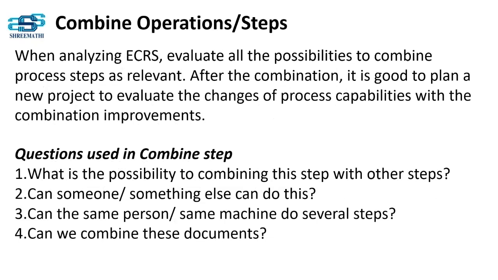Next is combine in ECRS terms. When analyzing ECRS, evaluate all the possibilities to combine process steps as relevant. After the combination, it's good to plan a new project to evaluate the changes of process capabilities with the combined improvements. Questions used in combine steps are: What is the possibility to combine the steps with the other steps? Can someone or something else do this? Can the same person or same machine do several steps? Can we combine these steps?